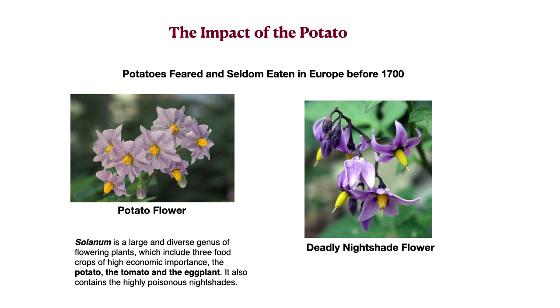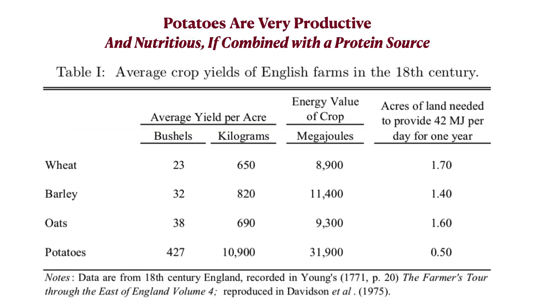Plants like mandrake, henbane, nightshade. So this was a plant family that was considered dangerous and poisonous. Tomatoes are in the same family, and for a long time, for a couple hundred years, there was a real reluctance to eat tomatoes. But potatoes were the most important ones simply because they are so productive.